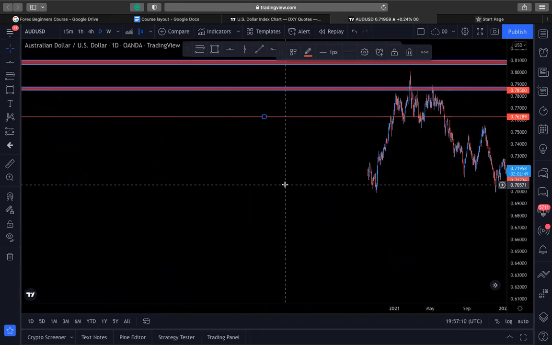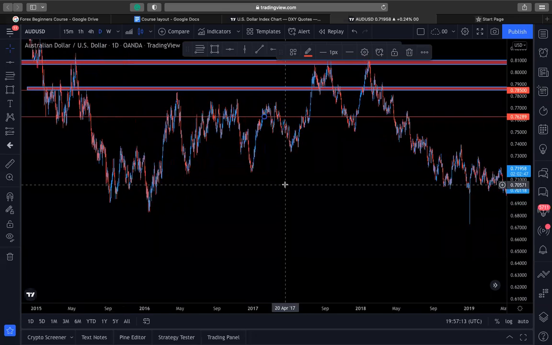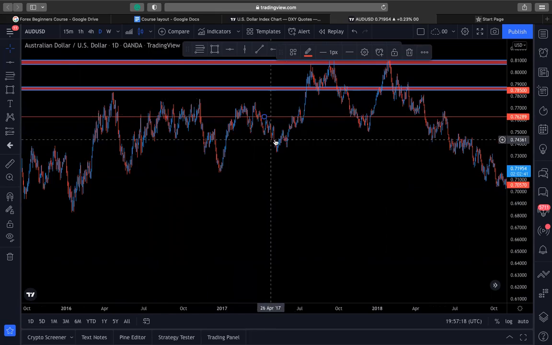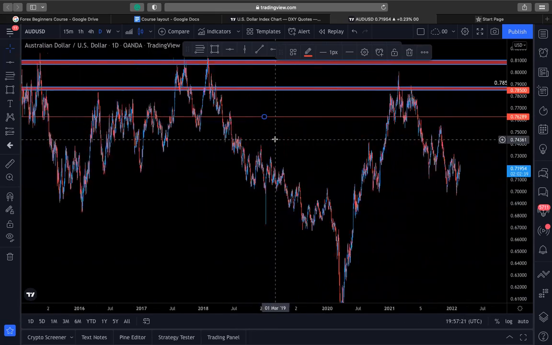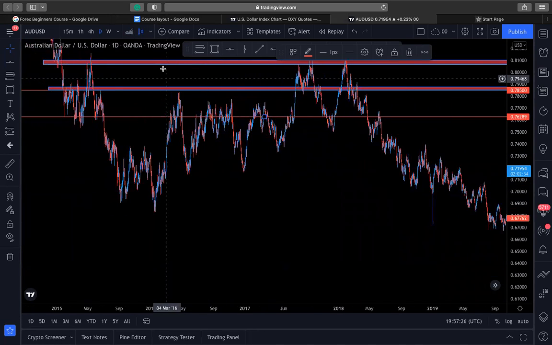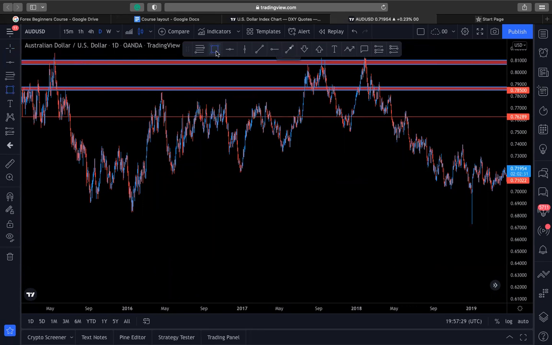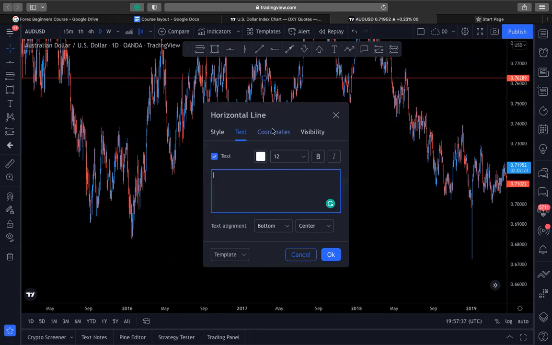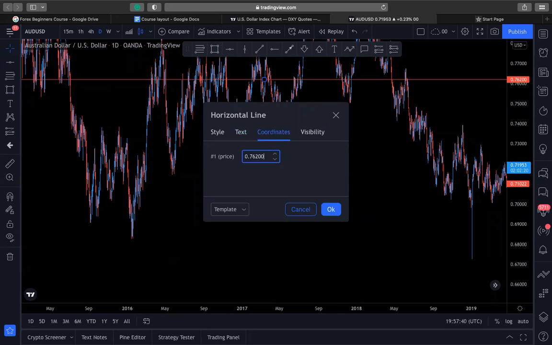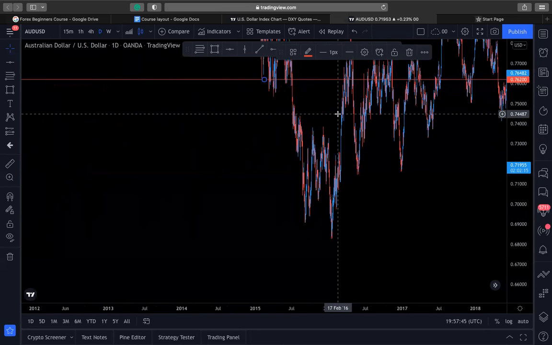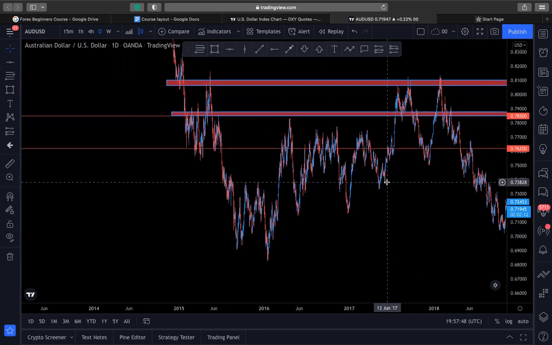If we break it down to our daily, it probably looks a lot the same. We have a lot of noise in this area here, but for the most part, this is an area that I would like to have highlighted for the simple purpose of understanding that price may have some sort of potential movement or hesitation in this zone. So I'm going to mark that here.